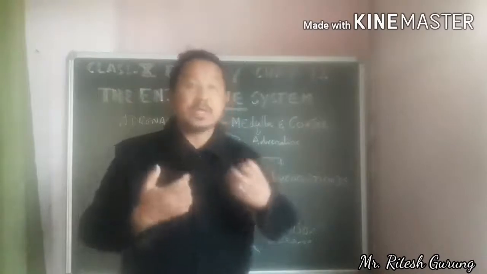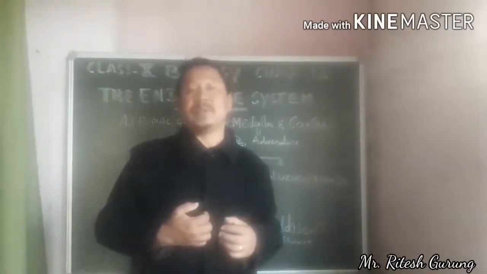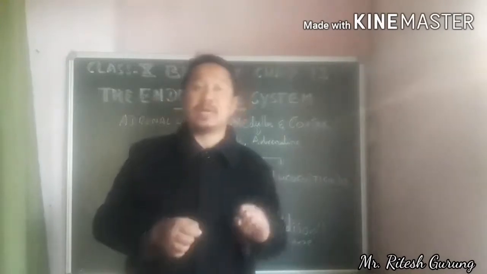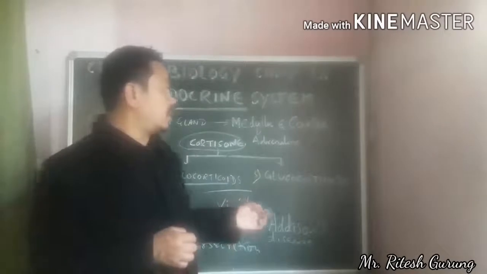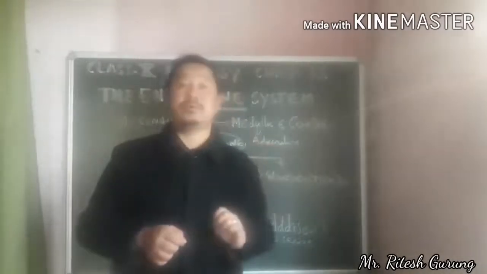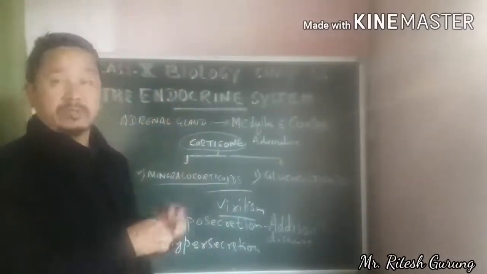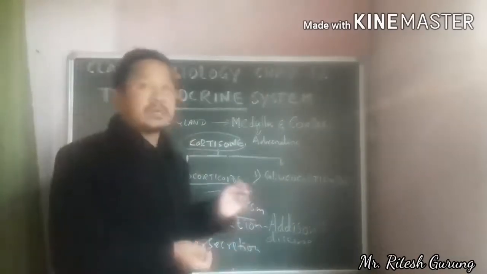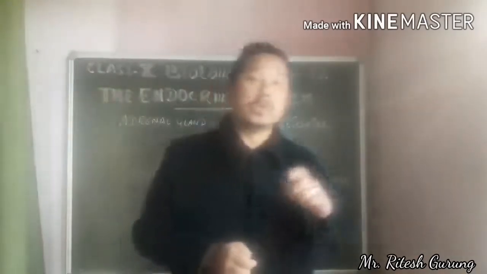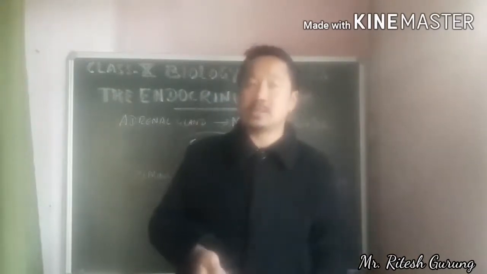Your body will be so susceptible to the different kinds of infections there in the body. So this particular disease is caused due to the hyposecretion of this cortical hormone. Similarly, if this hormone is secreted more than the body requires, the condition is called hypersecretion. So hypersecretion of this hormone leads to another disease or another problem called Cushing's syndrome.